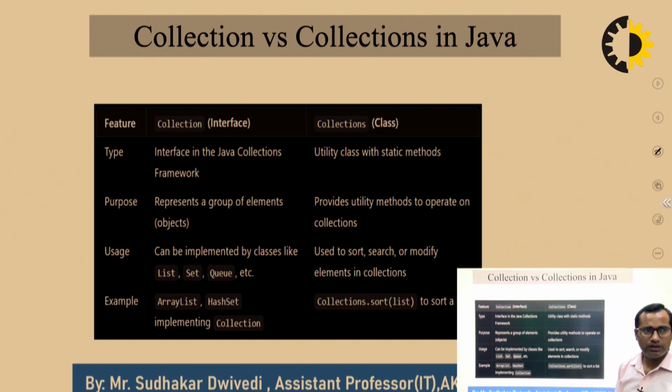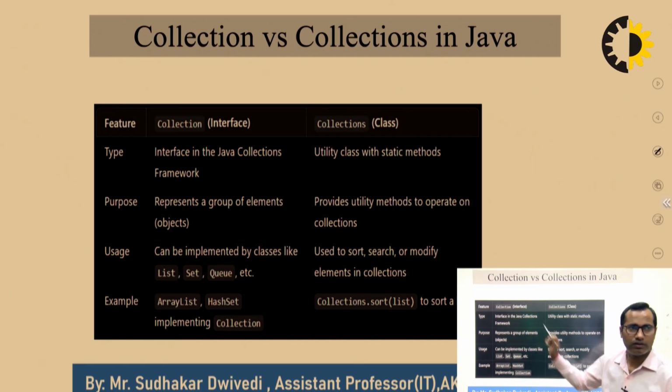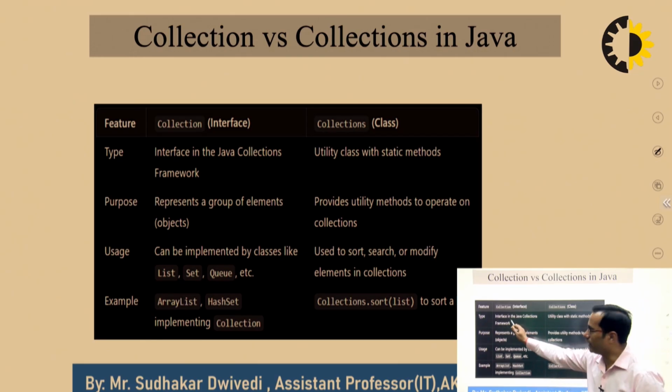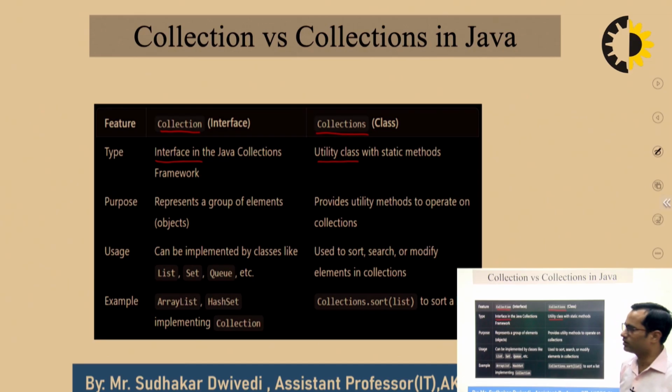Collection is an interface in the Java collection framework, and it is the root interface, and Collections is the utility class. What is the purpose of this interface? It just represents a group of elements or a group of objects. Collection means a group of objects, and Collections provides the utility methods for our regular operations.